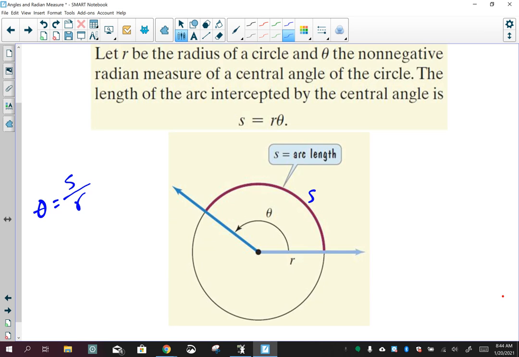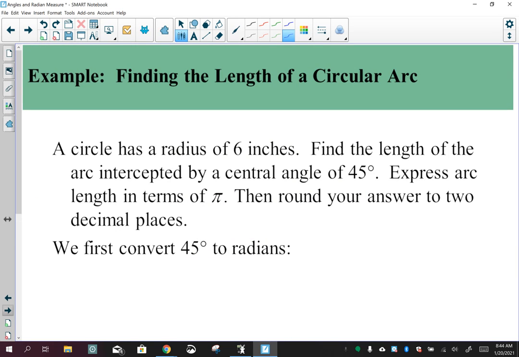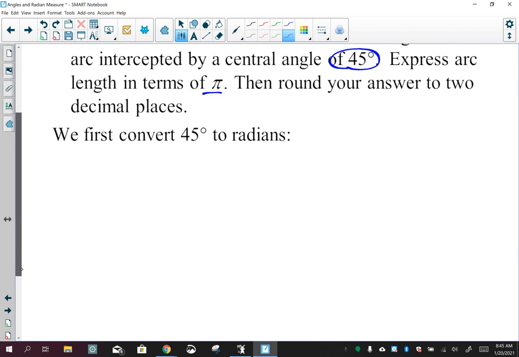The key is you have to make sure you put it in radian format. So if they tell you that's 215 degrees, you can't use 215 degrees. You actually have to turn that into radian measurement. So a circle has a radius of 6 inches. Find the length of the arc intercepted by the central angle of 45 degrees. Express your arc length in terms of pi. And then we're going to round it to 2 decimal places.